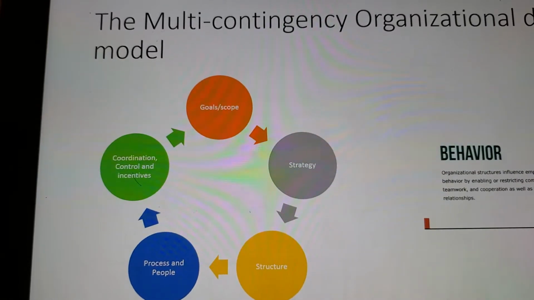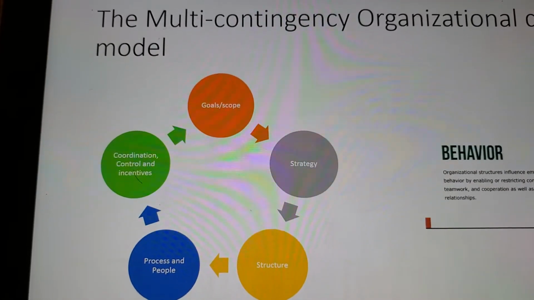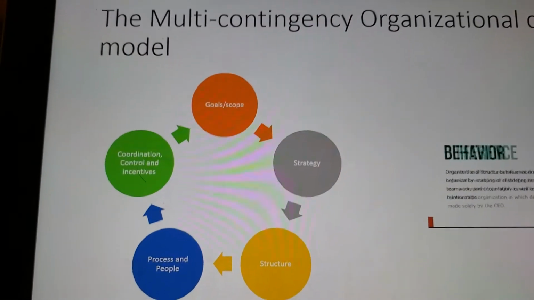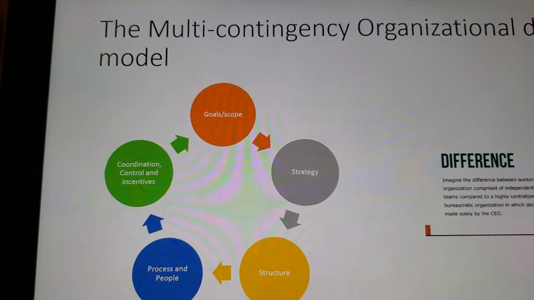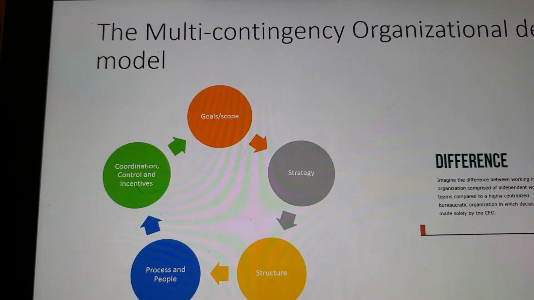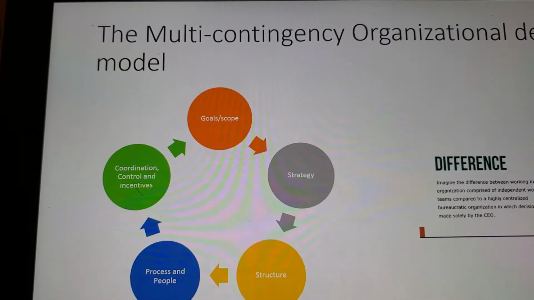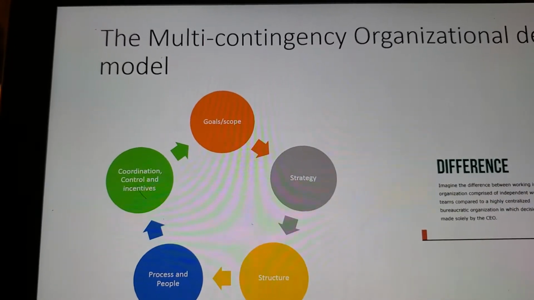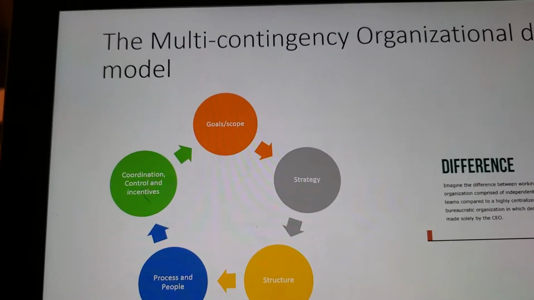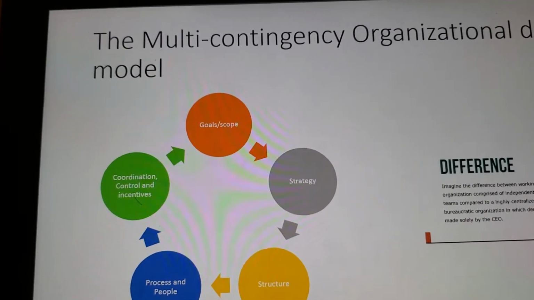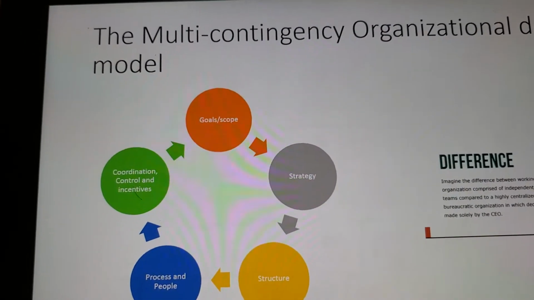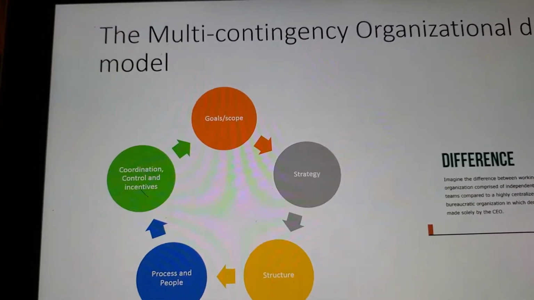And the behavior, what the structure should influence the employee's behavior by enabling or restricting communication. Are we getting out the communication to the employee via management or some other form? What is the difference between working within the organization or independent work within the teams and highly centralized bureaucratic organization? So this is all important within the organizational design, because it definitely does determine how well the company would do.